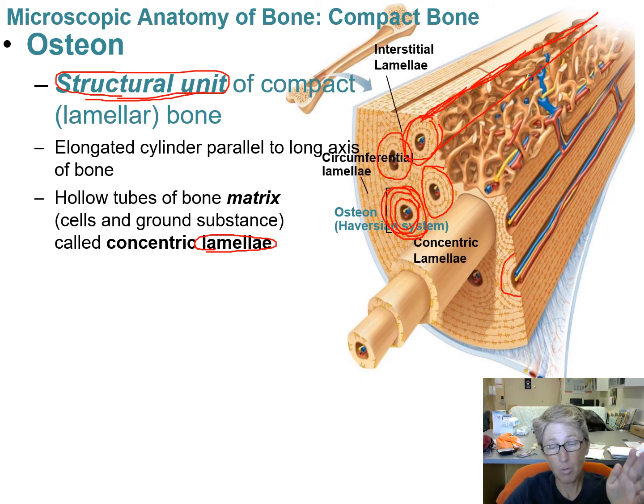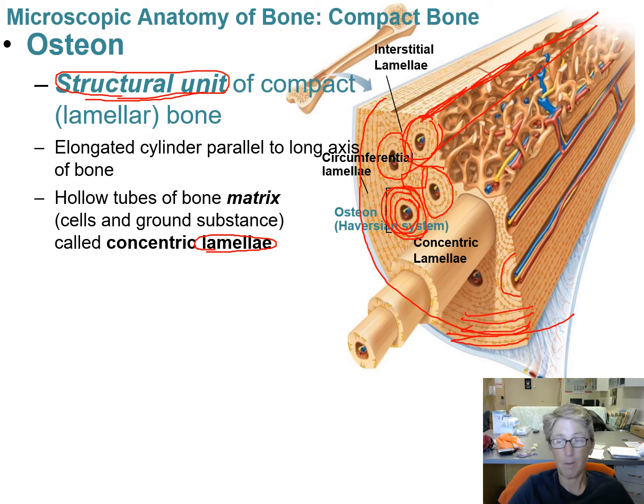Like I said, there's more than one type of lamellae. Between the osteons, so this piece right here, interstitial, between the osteons, you find interstitial lamellae. And then see this stuff here that goes all the way around the whole bone? That's a circumferential lamellae. So here would be one plate of circumferential lamellae. Here's another, here's another, here's another.